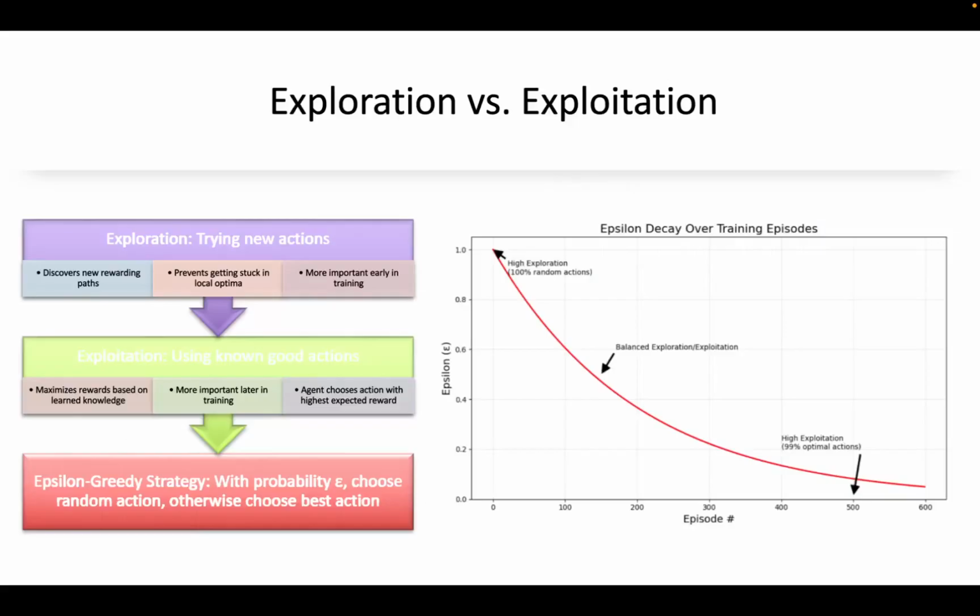To gradually shift from exploration to exploitation, we implement epsilon decay. At the start of training, epsilon is set to 1, meaning the agent explores 100% of the time by taking random actions. As training progresses, epsilon decreases according to a decay rate of 0.995 until it reaches a minimum value of 0.01. This means by the end of training, the agent is exploiting its learned knowledge 99% of the time, while still occasionally exploring to potentially find better strategies. This chart shows how epsilon decreases over the course of training episodes.